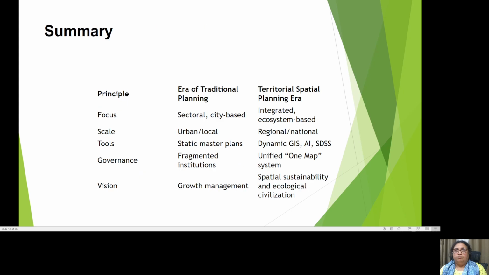Moving on to next. So this is basically the summary of the whole idea of TSP, territorial spatial planning, and they have this focus, scale, tools, governance and vision. And this table basically compares the era of traditional planning and how it differs from the territorial spatial planning era. So obviously if things have to be moved, they have to be moved together. A piecemeal solution is not the key for SDGs, or for any development.